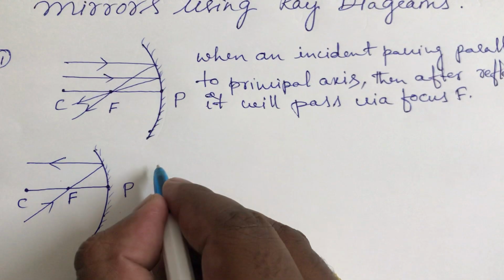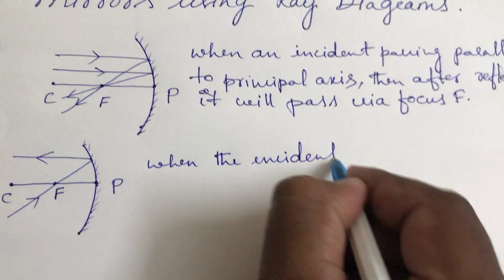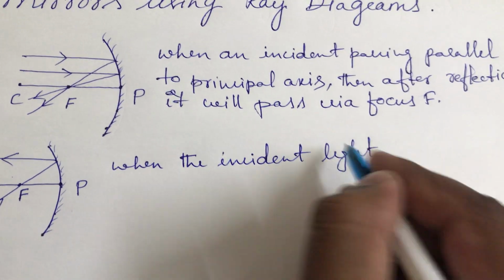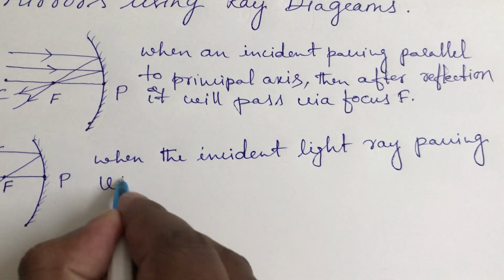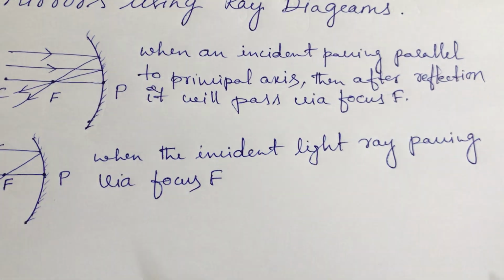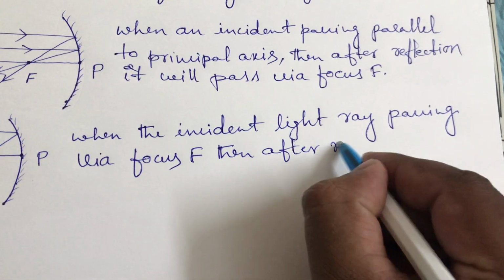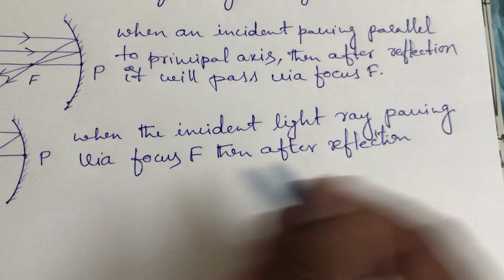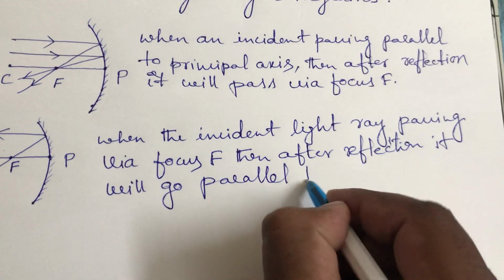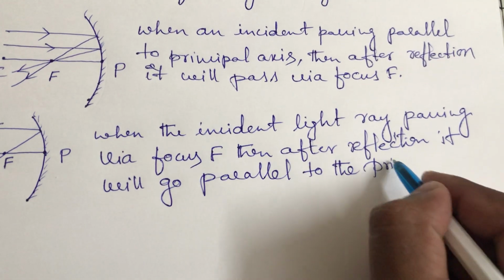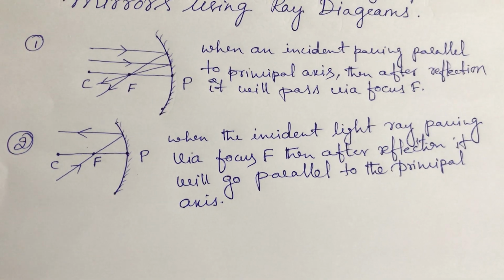When the incident light ray passing via focus F, then after reflection it will go parallel to the principal axis. This is the second case we have to remember.